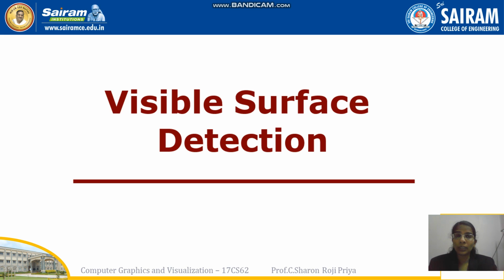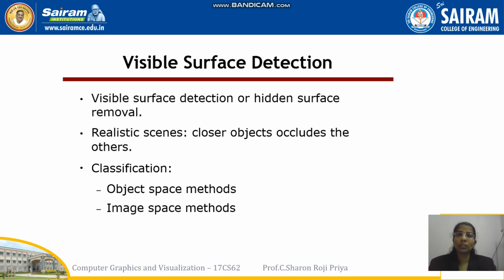The methods that are used to identify the visible objects in my scene are known as visible surface detection methods. The other name for these methods is hidden surface removal methods. So what does a visible surface detection method do? It identifies the visible objects.